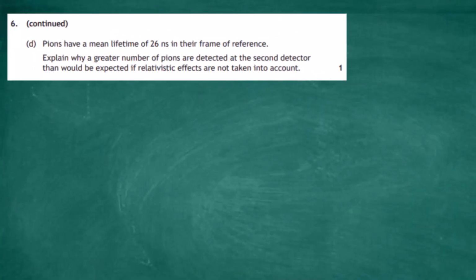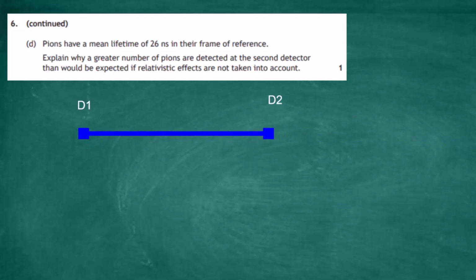Question 6 continued, part D. Pions have a mean lifetime of 26 nanoseconds in their frame of reference. Explain why a greater number of pions are detected at the second detector than would be expected if relativistic effects are not taken into account. Well, there's a distance between the two detectors, D1 and D2, and if we didn't take relativistic effects into account, the pions would have a lifetime of 26 nanoseconds.